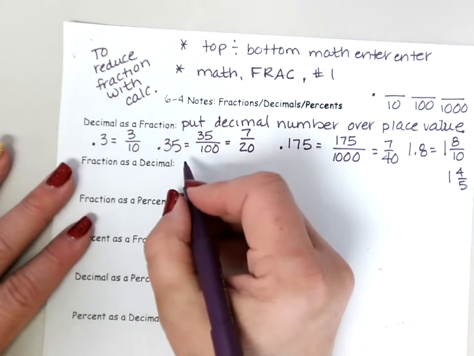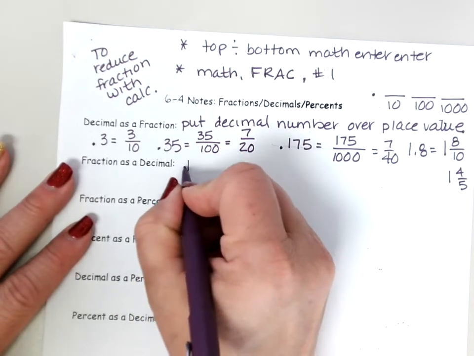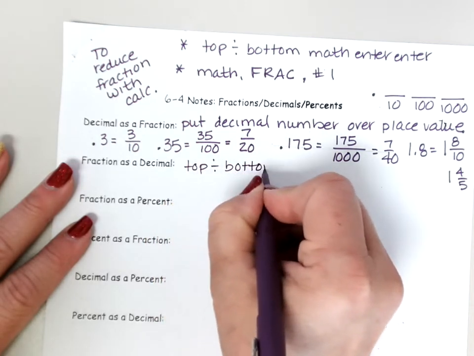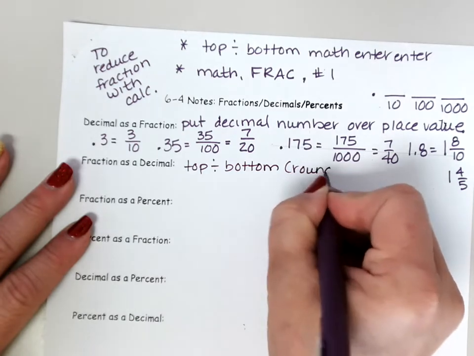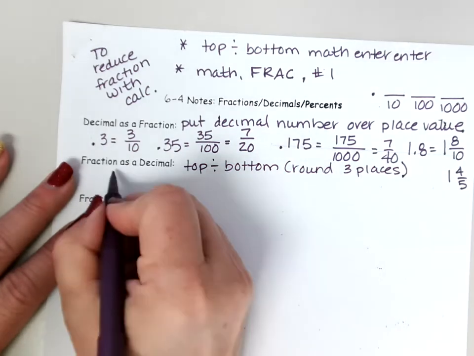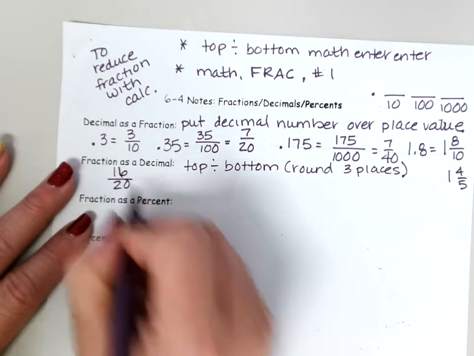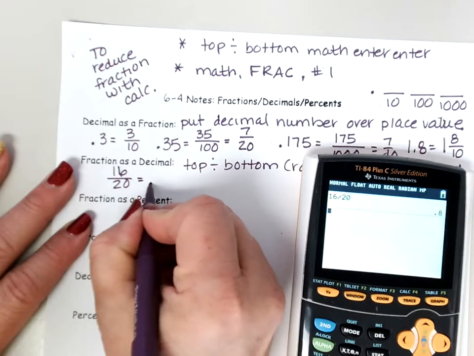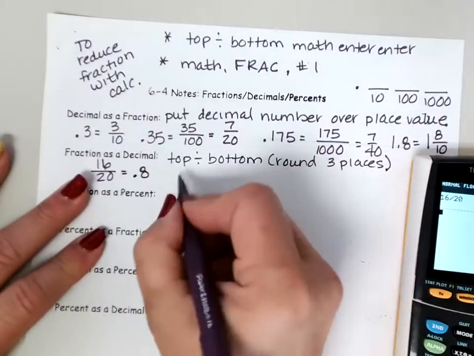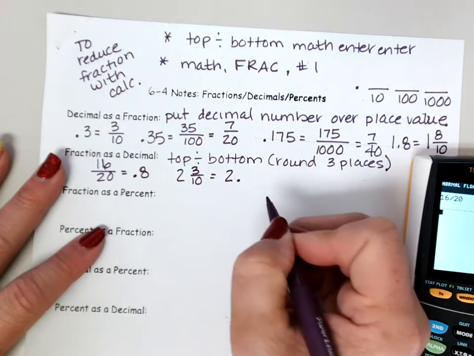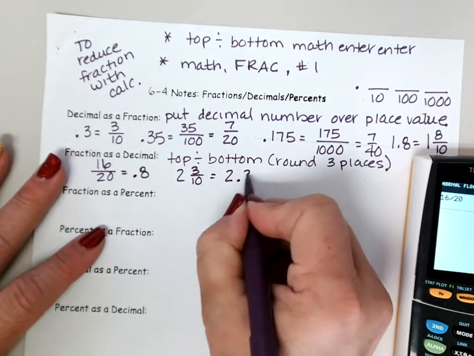Next is turning a fraction into a decimal. We're going to use the calculator. So it's top divided by bottom. For this one, I want you to round 3 places. So if I have 16 over 20, we're going to do 16 divided by 20 and get 0.8. 2 3/10. If I have a mixed number, that means I'm going to have a whole number plus the decimal. 3/10 is easy, that's just 0.3.